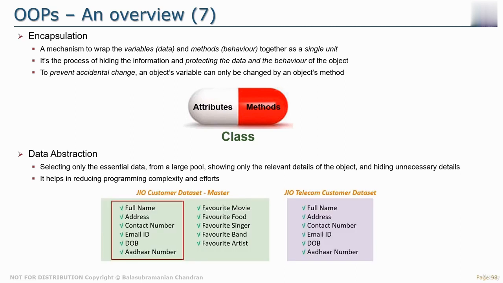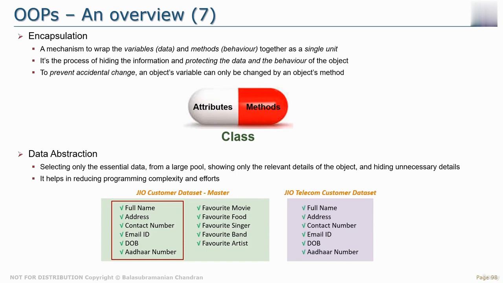Here is an example. In the master dataset, we have 11 attributes. We have created a view from this master dataset called the telecom customer dataset with only 6 attributes, hiding the remaining 5 attributes that are not required for the telecom customer dataset and preventing any accidental changes to them.